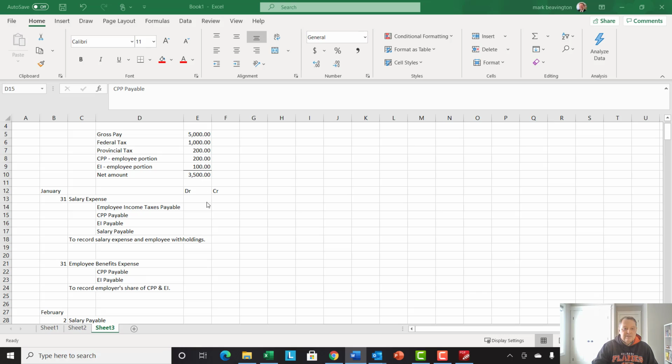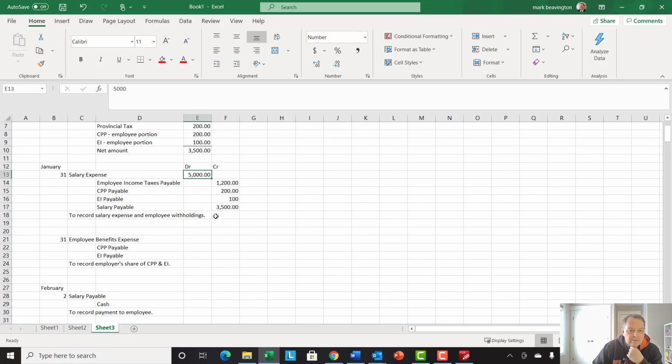Okay, so the salary expense, just so you know, that's the gross salary right in here. That's a $5,000 debit, and we're just doing the employee portion of the withholdings. So the employee income taxes payable is the federal and provincial taxes together, which is $1,200 in this case. The amount of CPP payable comes right off of up here, which was $200. And the EI payable here would be $100. So the net salary payable should be the $3,500. And if you check, I think that adds up to $5,000, which is what our gross salary was. So that gets us the first part, which is the employee's portion.